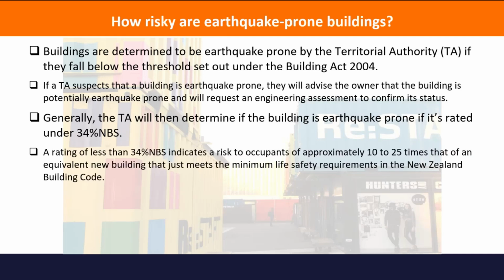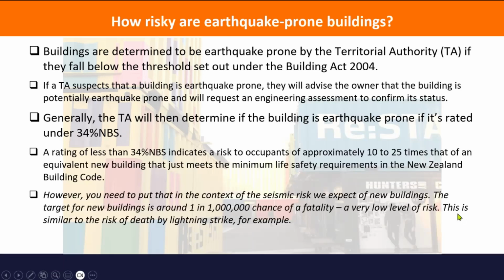So it's a risk to the occupants, between 10 and 25 times that of an equivalent new build, which just meets the minimum requirements for life safety in the New Zealand Building Code. Remember, codes are minimum requirements. They're not optimum requirements, they're not luxury requirements, they are the minimum requirements for a building. You expect most buildings to exceed them, and you expect buildings to have an adequate margin of safety. We'll come to that in a moment. However, you need to put that into context.